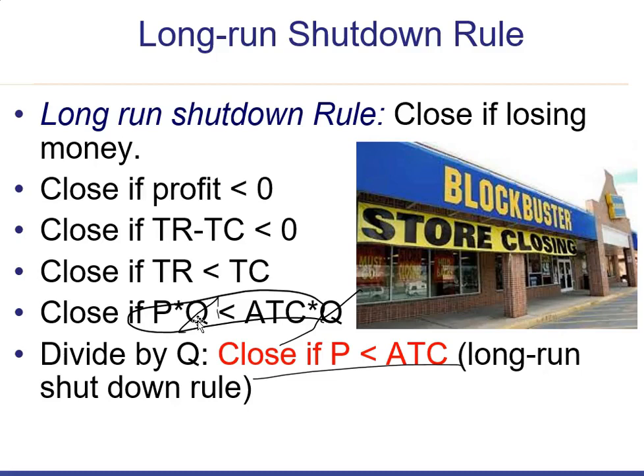So that's what firms do. If they lose money in the long run, they close. If they break even or make money, they stay open. This is the long run shutdown rule: close whenever price is below average total cost.